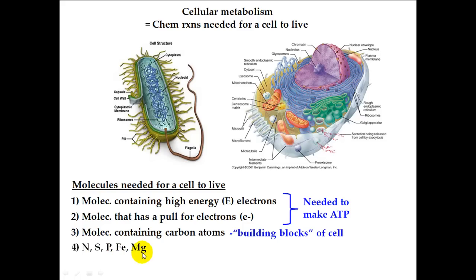Iron and magnesium are used to help a lot of the enzymes that run a lot of the reactions that occur inside of cells. So these things are needed because N, S, and P serve as building blocks, and iron and magnesium are the cofactors for enzymes. So then these are all of the molecules that all cells basically need access to in order to stay alive.